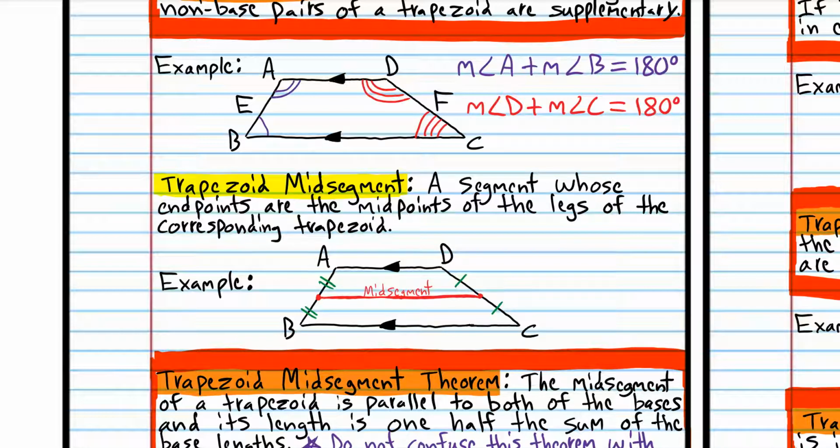Now I know that this is the midpoint of the leg AB because we see that these two sides are congruent. The midpoint divides the segment into two congruent segments, and same thing with the other side.